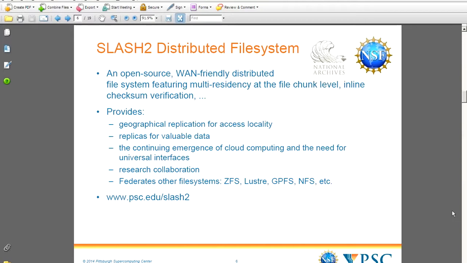/2 is an open source, wide area network friendly distributed file system that really federates different underlying file systems. And so its real strength is you combine together resources at PSC, like the Data XSL, with other resources at other sites. In the case of NRAO, the Radio Astronomy Observatory, they have a large Lustre file system where they stage daily data. And we anticipate bringing that together with the PSC system through /2 at both sites.